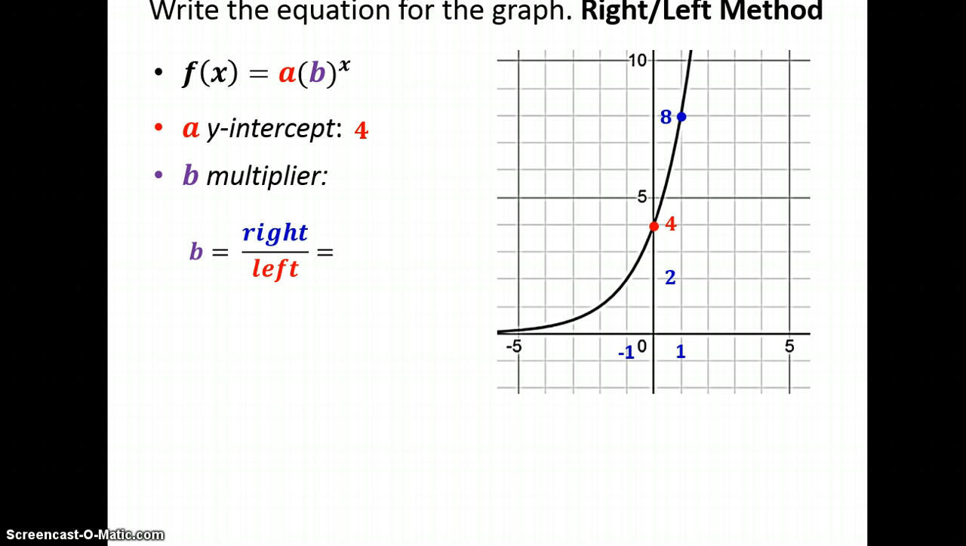Now we can calculate b using the formula where we take the y value of the point that's furthest to the right, in this case that's the point at x equals +1, and divide it by the y value of the point that's furthest to the left. In this case, it's the y-intercept. So that gives us 8 over 4, which is equal to 2. Our multiplier is 2. We can now plug a and b into the formula, and we get the equation f of x is equal to 4 times 2 to the power of x.